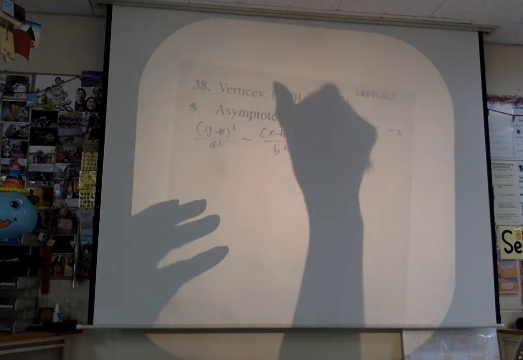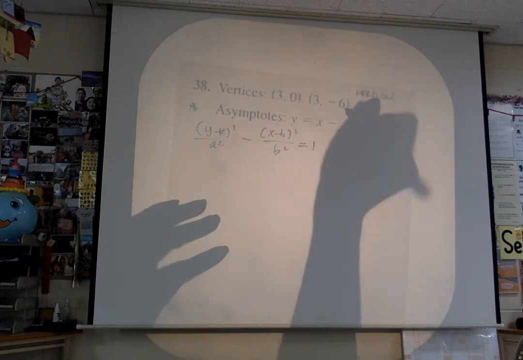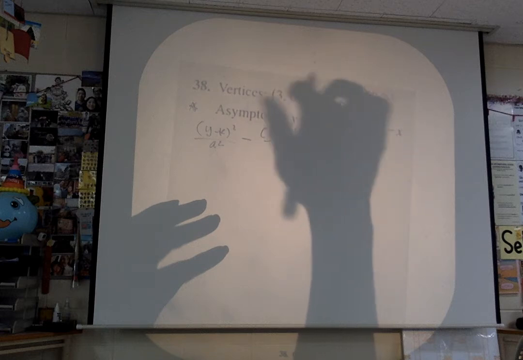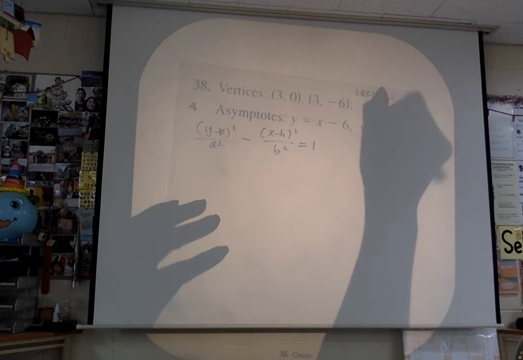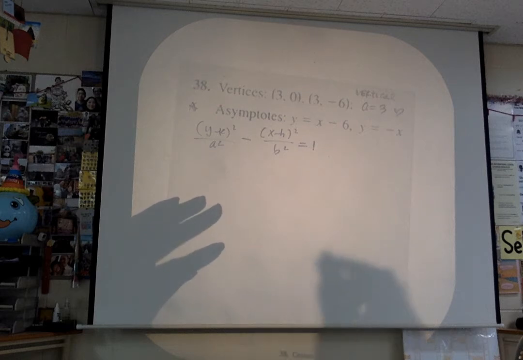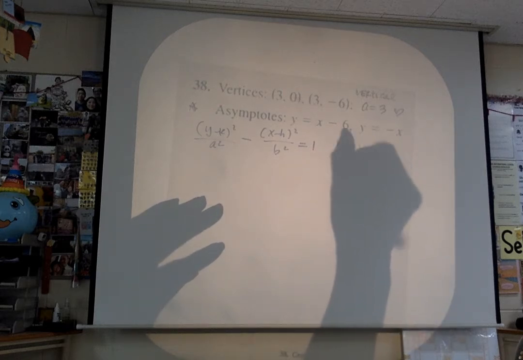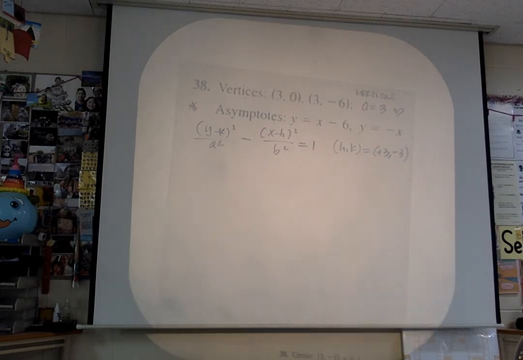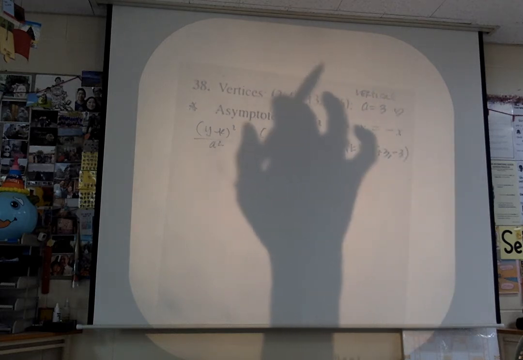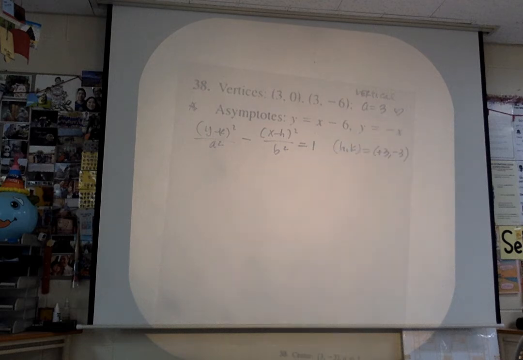Well, if you know the two vertices, don't you know the middle? What's the middle between 0 and -6? So you know your center too. So you know your a. Your a is going to be 3. So that should help you. And yes, you're right. So you actually know your center, which is (3, -3), because your h stays the same as the x-coordinate of the vertices.